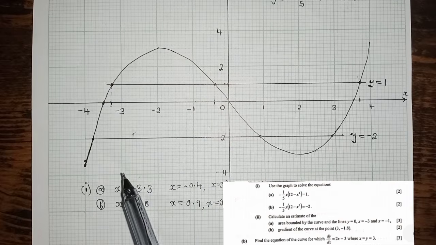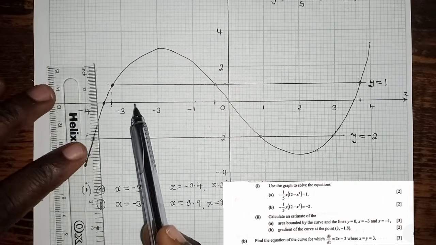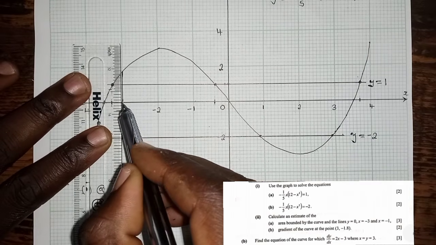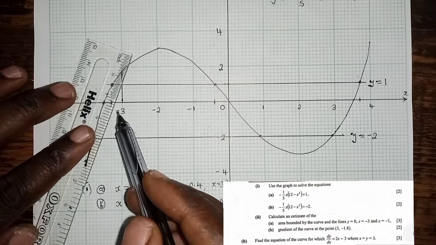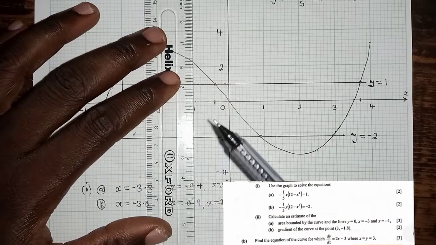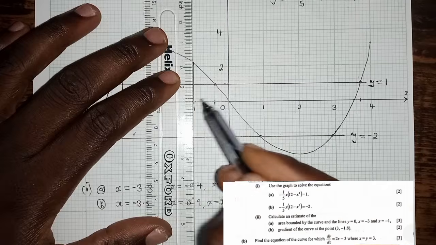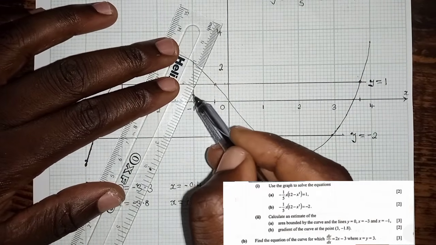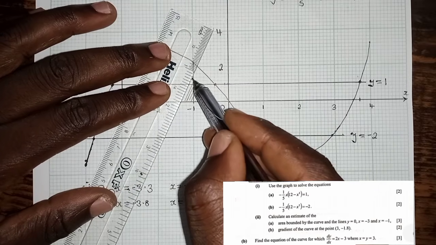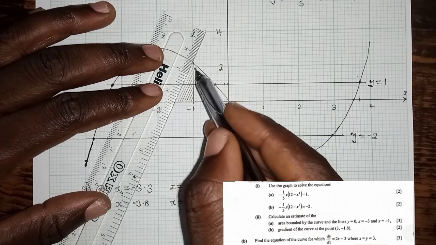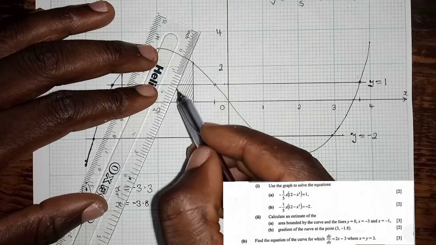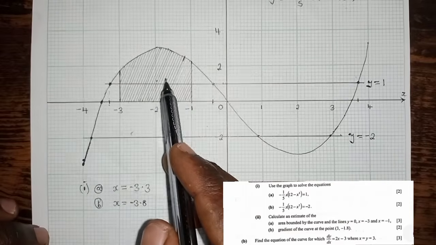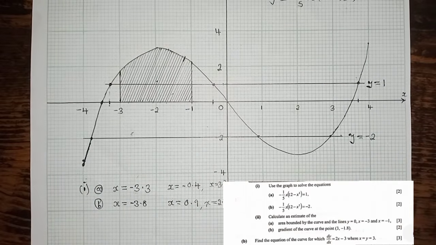So x is equal to negative 3. You go to where negative 3 is on the x-axis. So it's over here. This is x is equal to negative 3. And also x is equal to negative 1. X is equal to negative 1 is right here. Okay. So the region that we're dealing with is this one. Let me shade it so that we see nicely what is happening. I'm shading this. So this is the region we're dealing with, over here.